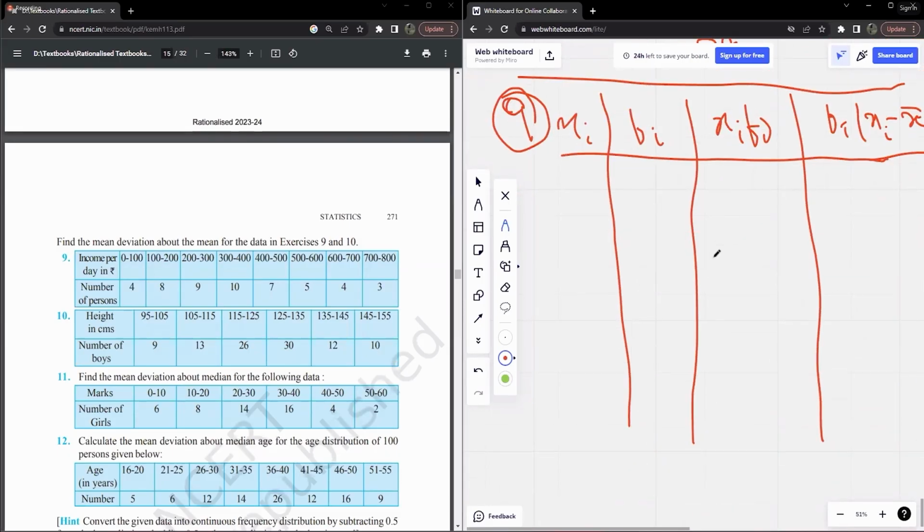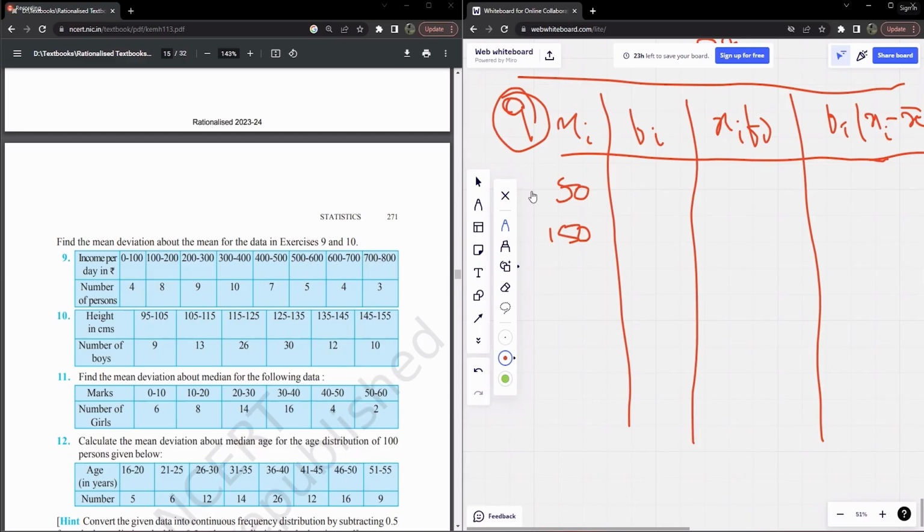Right. So we have the first class, 0 to 100. Remember that xi is basically the midpoint of this class. That is 0 plus 100 divided by 2, that is 50. For 100 to 200, same way, 100 plus 200 is 300, 300 by 2 is 150. That means that the midpoint of each of these classes is going to basically be 50, 150, 250, 350, and so on up to 700.